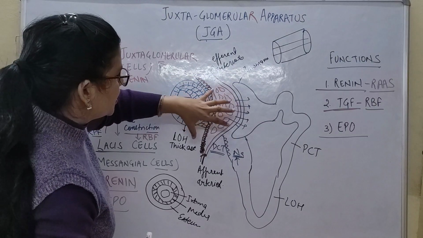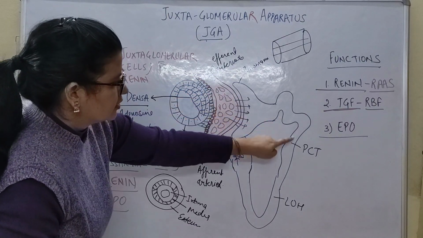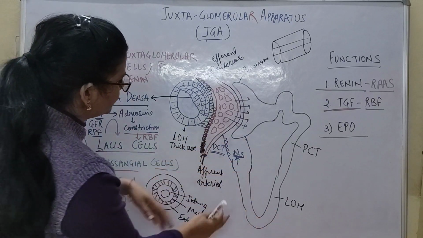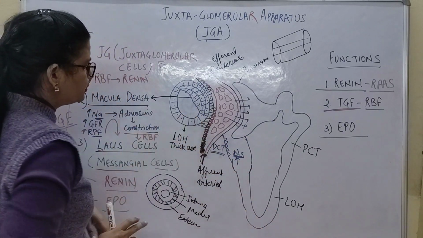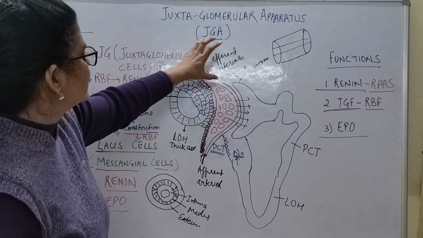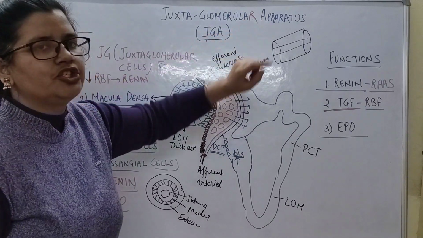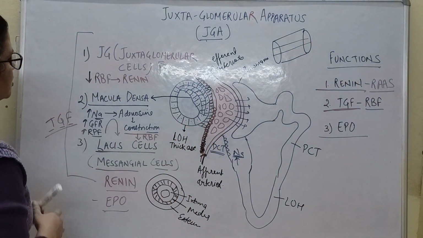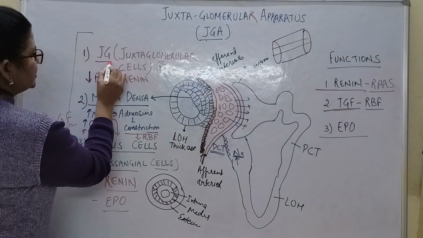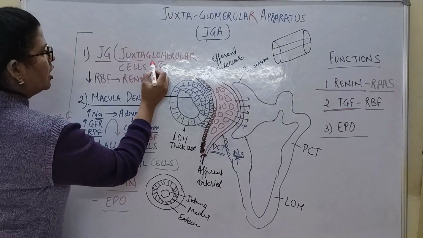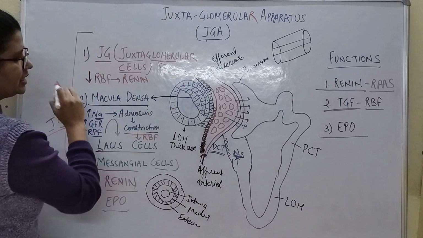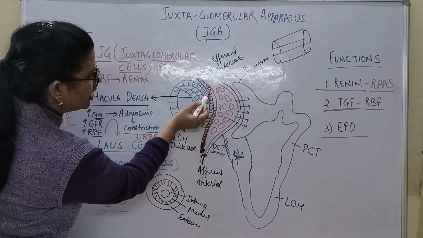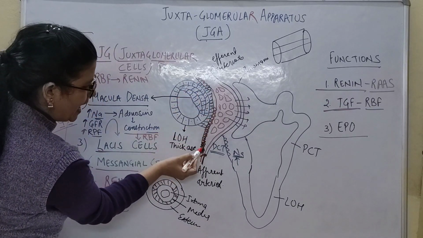This way, plasma filters here. The filtrate is reabsorbed or whatever; we'll do it later. Now, what we have to see here is what JGA is. JGA is made up of 3 things. First is the JG cells, that means juxtaglomerular cells. What are these? These are nothing but a modification of the afferent arteriole and some of the efferent arteriole as well.